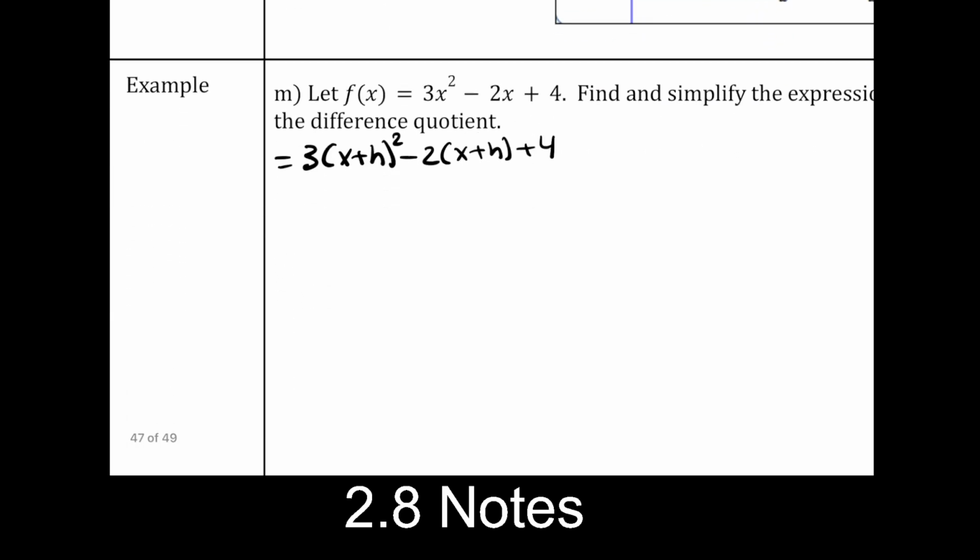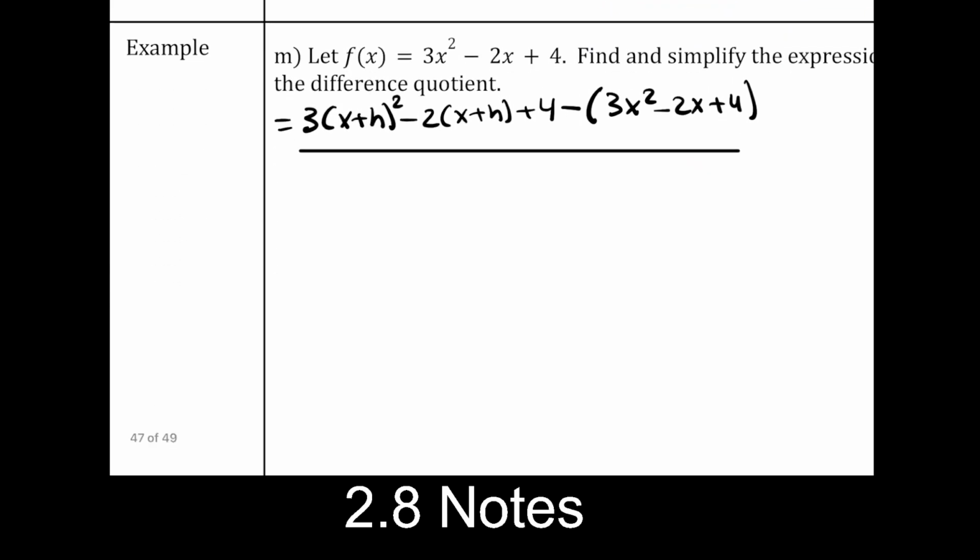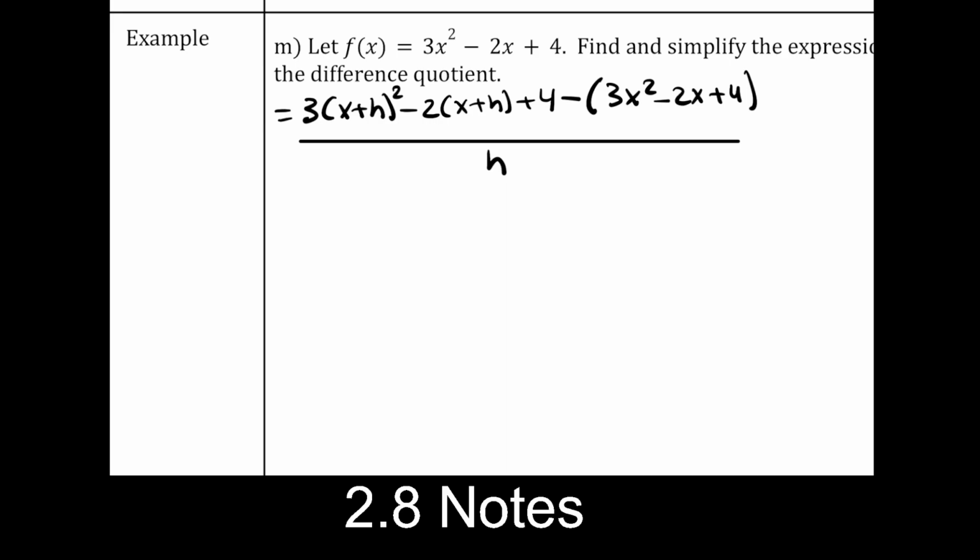So I'm going to subtract and put big parentheses because I need to put my function in here. My original function, 3x squared minus 2x plus 4. Close it. Big division symbol. On the bottom, it's just h. So the cool part about difference quotient problems is that it's a lot of algebra. It's really, really messy, but if you keep track of everything, most of the h's are going to cancel, which is kind of cool.